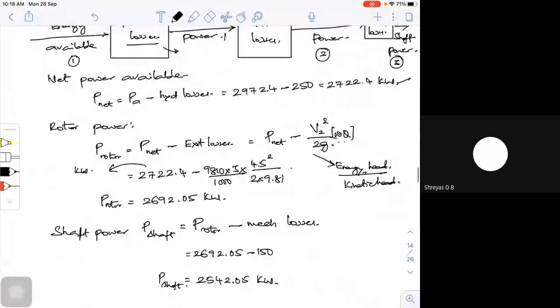9810 into 3 into 4.5 square divided by 1000 into 2 into 9.81. You have to do that because if you divide it by 1000, you will get it in kilowatts.